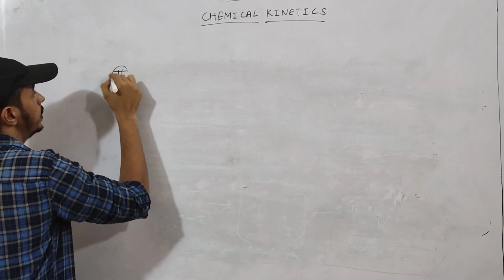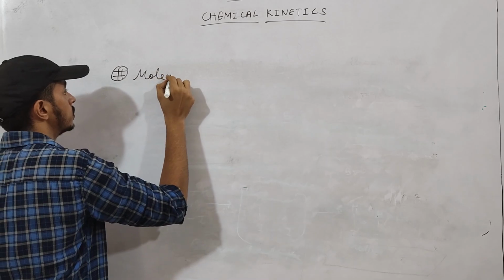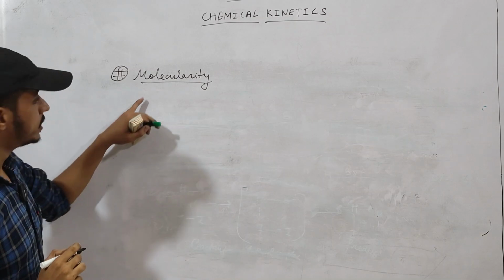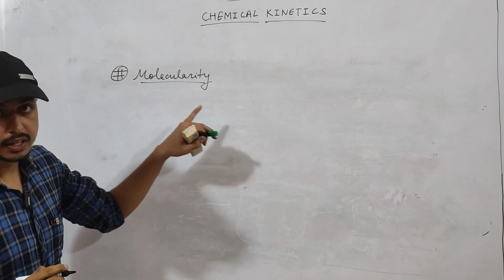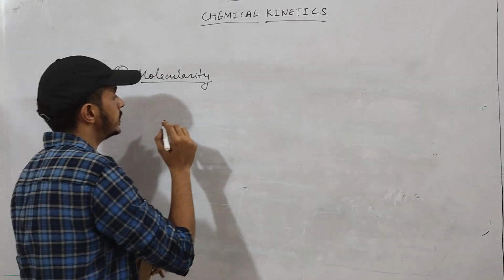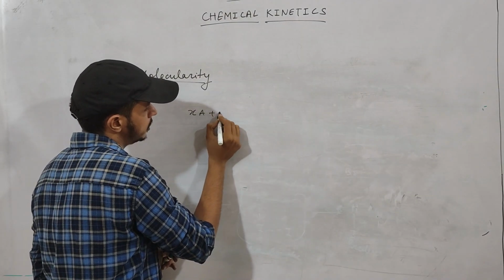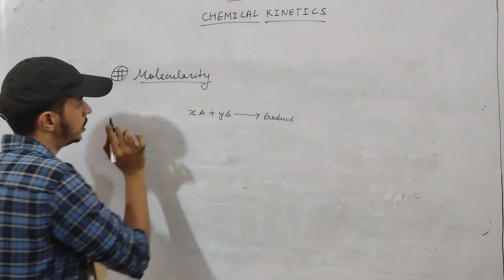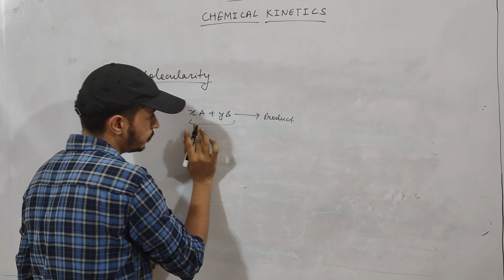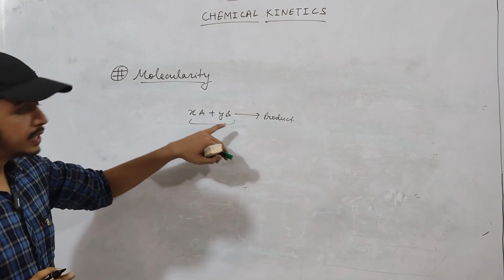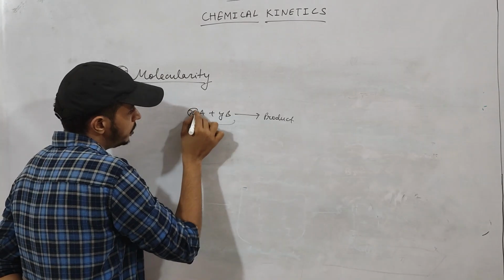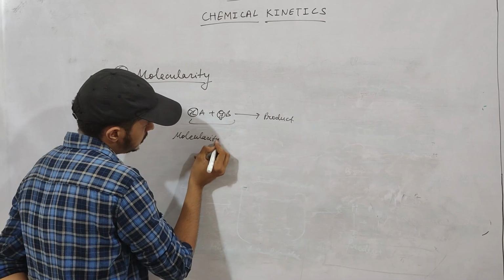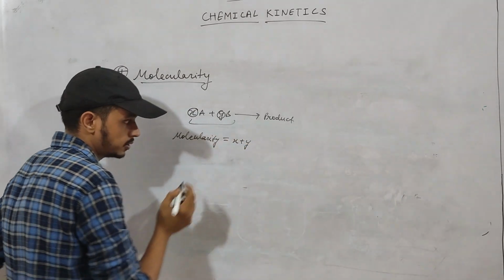First is what is molecularity. These are very simple topics. So molecularity is the number of reactant molecules which take part in the reaction. Let's say this is a simple reaction xA plus yB and the product is formed. So only see the reactant molecules, the number of reactant molecules which take part in a simple reaction. So we will take the stoichiometry of A and B. So molecularity for this reaction will become x plus y.